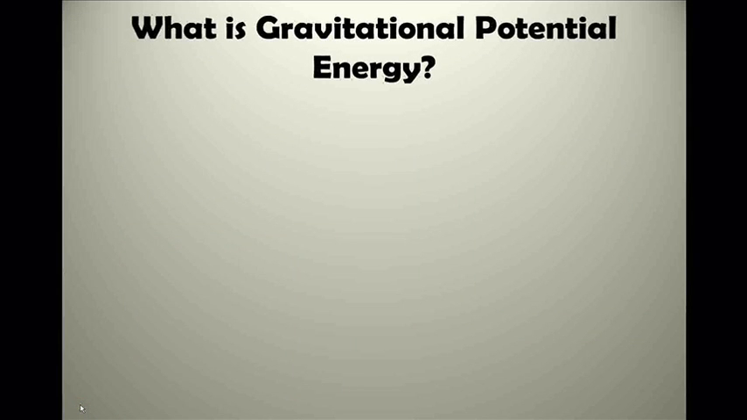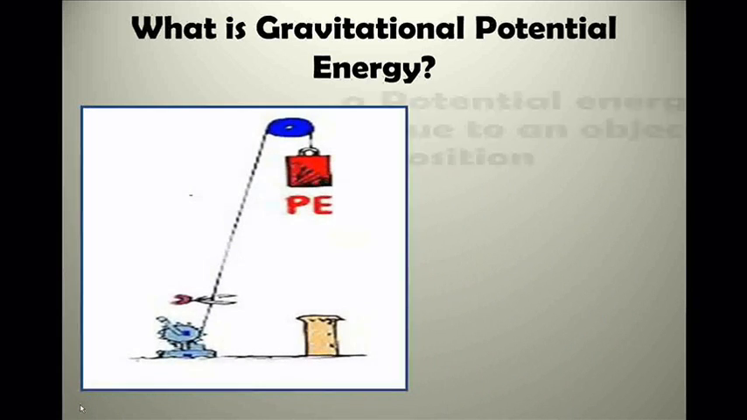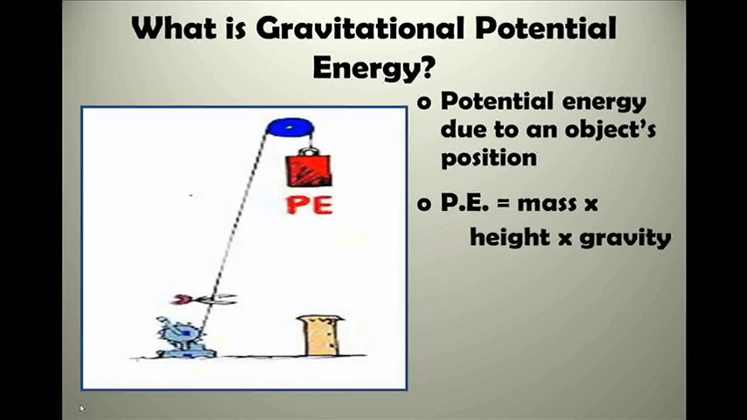So, what is gravitational potential energy? I bet it has something to do with gravity. And the fact is, it sure does. Gravitational potential energy is potential energy due to an object's position. The formula for potential energy is mass times gravity times height. Look at the position of this weight. It's positioned way above the Earth. Now it's all potential energy because it has mass, it has a height, and there's gravity involved.